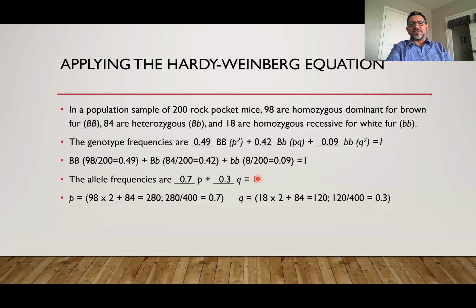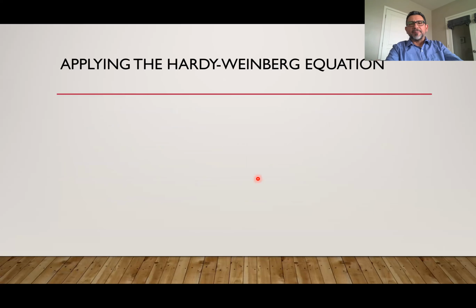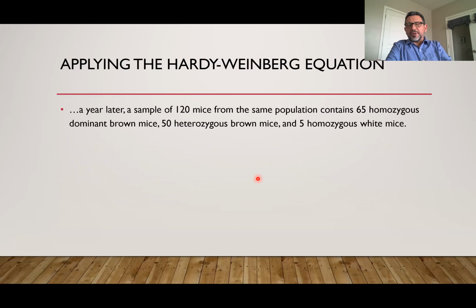We go back the next year and we capture some mice. But the next time around, we only captured 120. It's like these mice are getting smart. They're not being fooled by the traps we set up the previous year. And so next time around, we only get 120. I don't know. That's the number we get. It doesn't matter. In the 120 mice we captured, we did the analysis: 65 are homozygous dominant for brown coat, 50 are heterozygotes, and 5 are homozygous recessive for white coat.